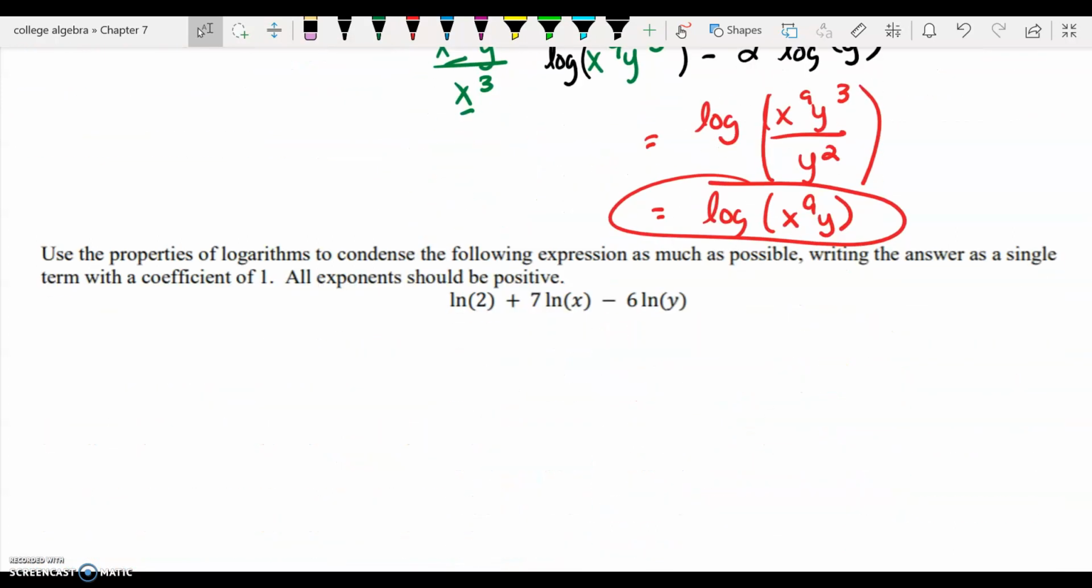The next one, very similar. I want you guys to try this one by yourself. I will pause the video, give you a second to do it. Probably throw in a multiple choice question here.